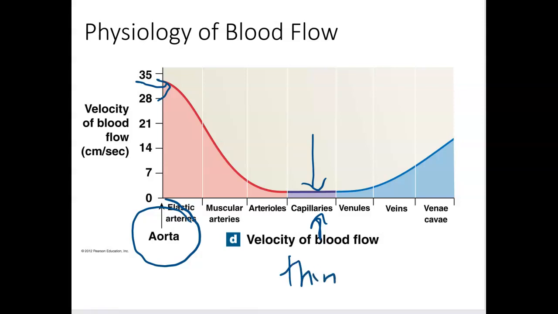Capillaries had the thinnest walls. They only had the tunica intima, whereas your arteries are going to have your thicker wall. They have a really thick tunica media to handle all that pressure. And veins, remember, have thinner walls, not the thinnest, but thinner walls than those arteries. The veins and the arteries all have all three layers.